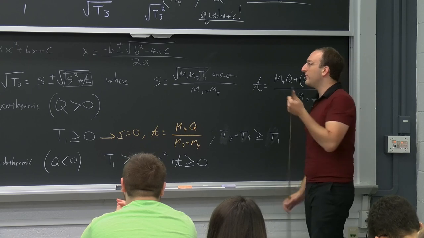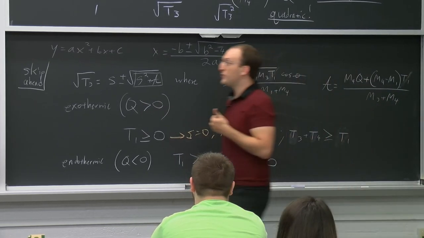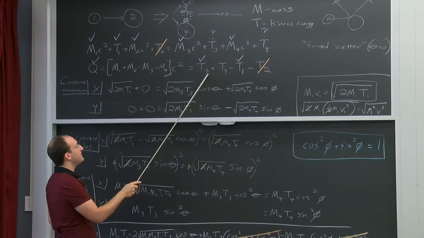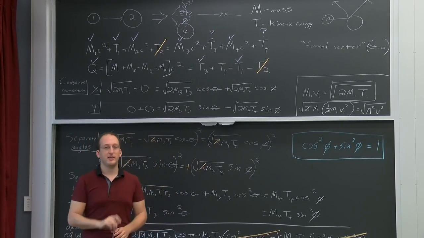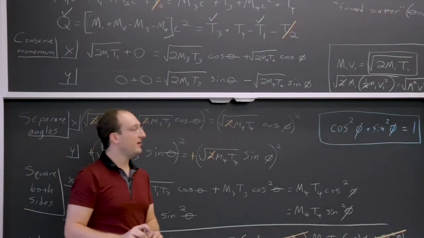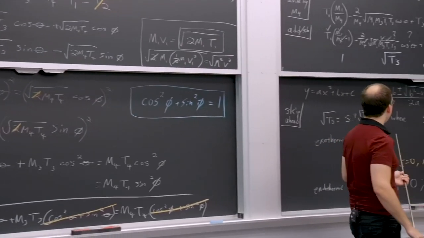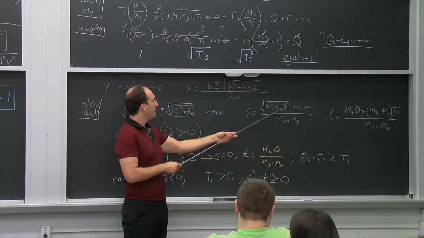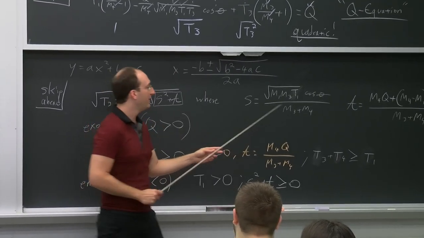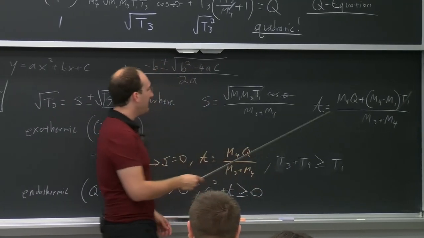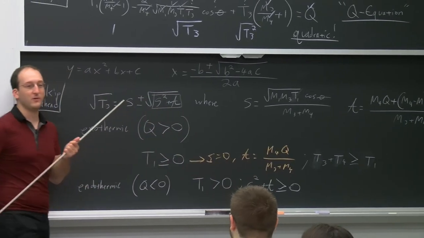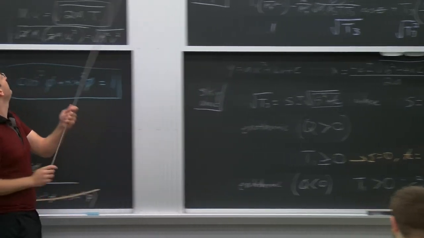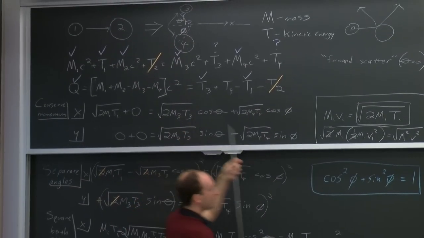Yes. So for exothermic reactions where Q is greater than 0, all that says from our initial Q equation is that the final kinetic energies have to be larger than the initial one, which is to say that some mass has turned into extra kinetic energy. The solution to these is pretty easy, because you don't need any kinetic energy to make an exothermic reaction happen. So you can just set T1 equal to 0, which makes S equal to 0, because it's all multiplied here. Then it simplifies lowercase t to just a ratio of those masses times the Q equation, which will tell you how much kinetic energy is going to be sent off to particle 3. Right here, particle 3.